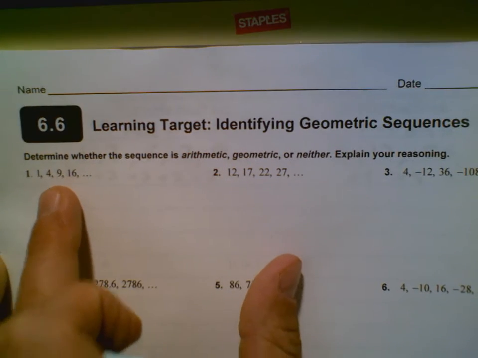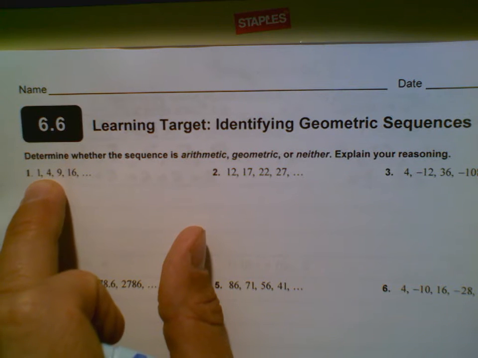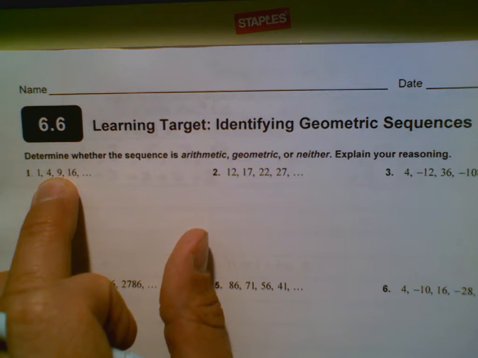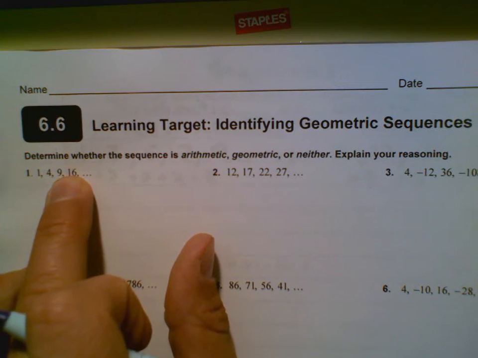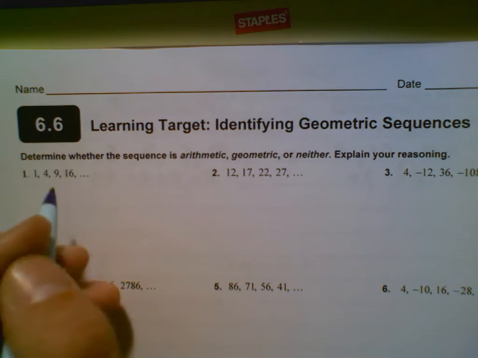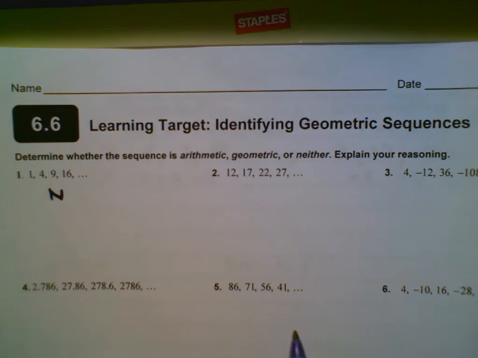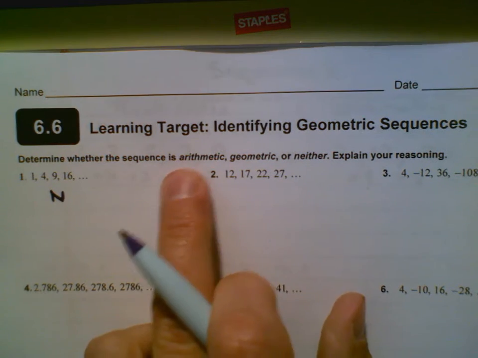If I look at multiplication, well, 1 to get to 4 would be multiplying by 4, but 4 times 4 is not 9. So as we can see, this is actually a neither case. This is neither arithmetic nor geometric.